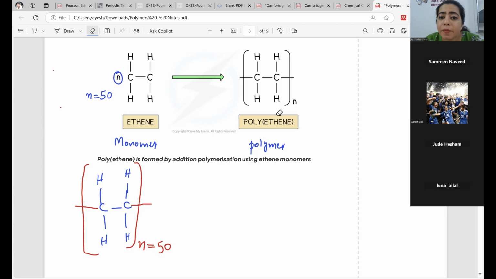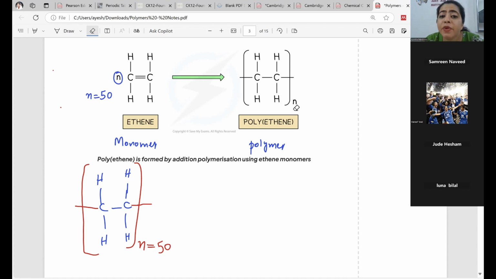Okay. So Miss, is the number n or any number for ethene? It can be any number here. If they have not given you the number, then just write n. And if the number is given, then write that number. It can be 50 here, it can be 100 here. If nothing is given, just write n here and n outside the bracket as well.